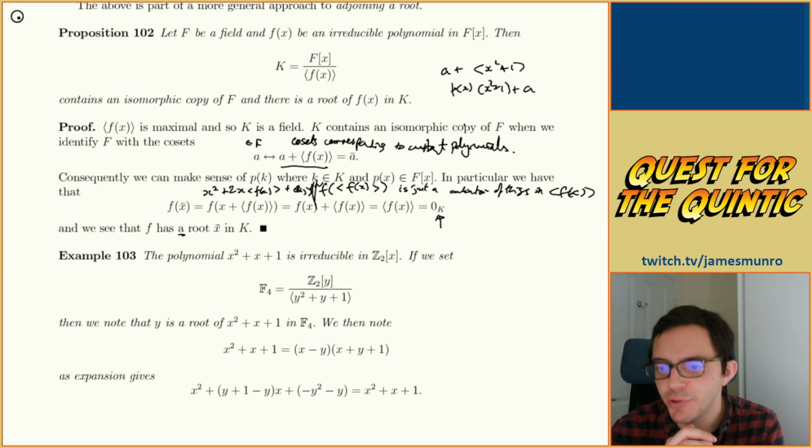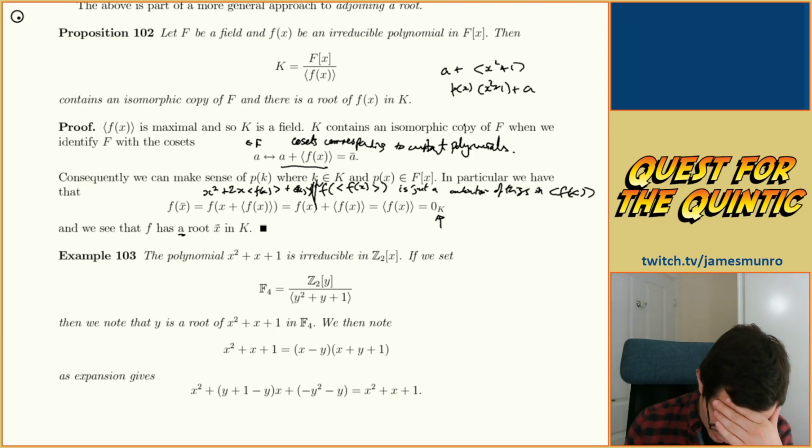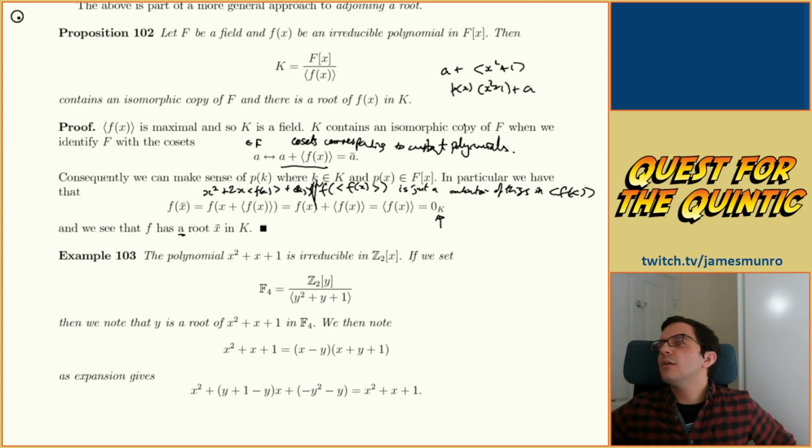F has a root. 0 in K for that ideal. So it says that f of the whole thing x bar. Right, f of the whole thing x bar. X bar. All of these bars. F of the whole thing x bar. No, that's not helping me.